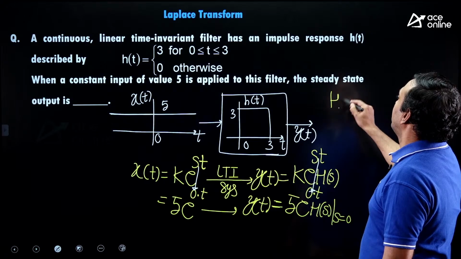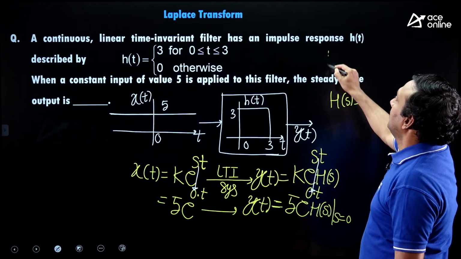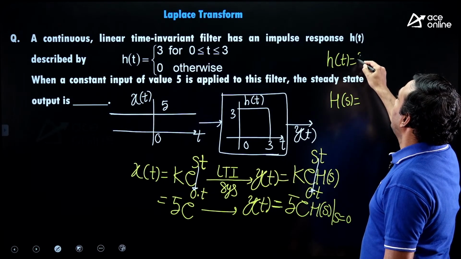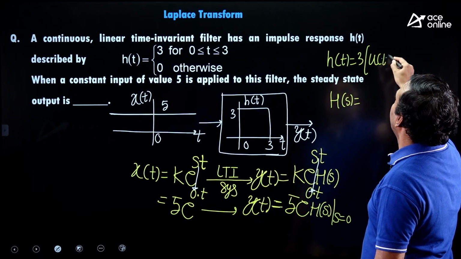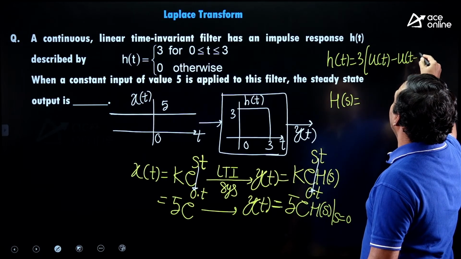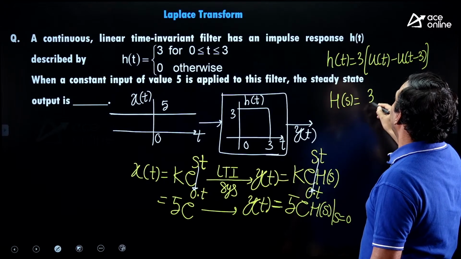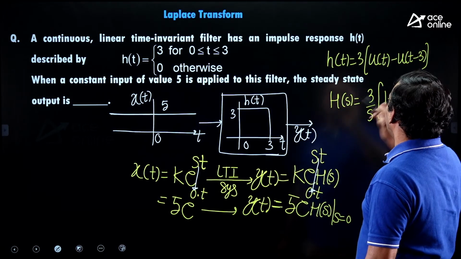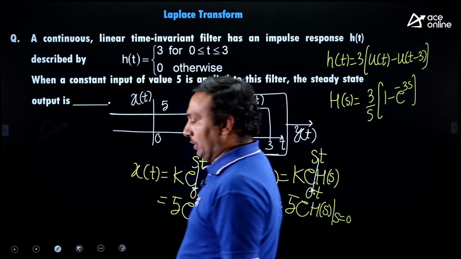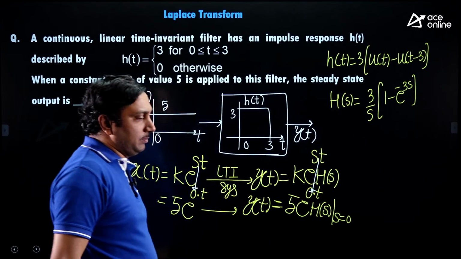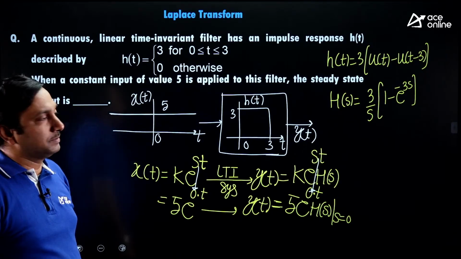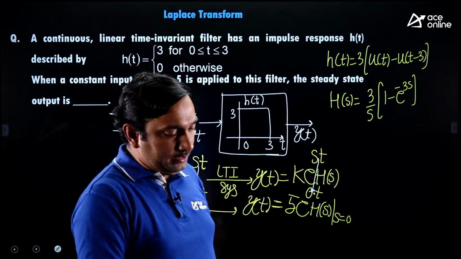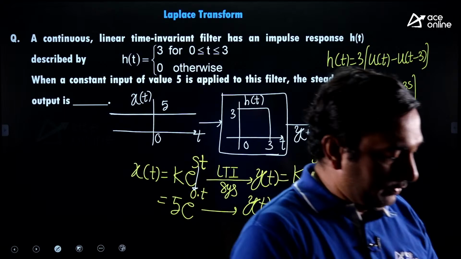So what is the Laplace of that rectangle? You can write that rectangle as 3 into u(t) minus u(t minus 3), which means Laplace is 3 by s into 1 minus e power minus 3s. u(t) means 1 by s, the shifted version is e power minus 3s by s. So think and respond, make a try. What is the final value?